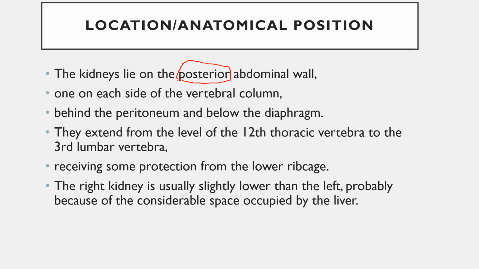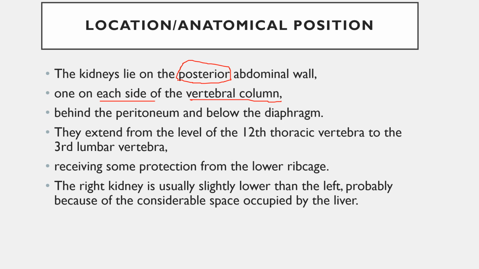So the kidneys lie on the posterior abdomen, so they are there at the back. They lie one on each side of the vertebral column. The vertebral column is the column through which the spinal cord goes. So on each side, they are actually divided by the vertebral column.